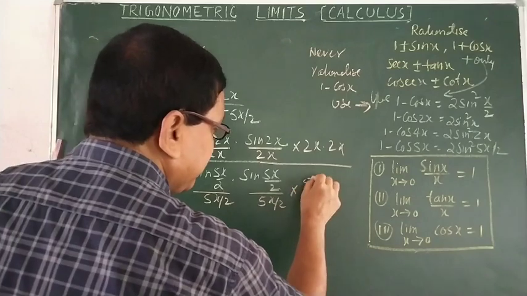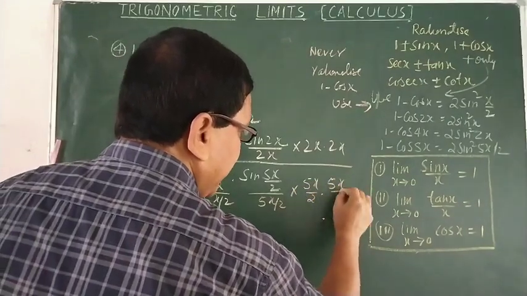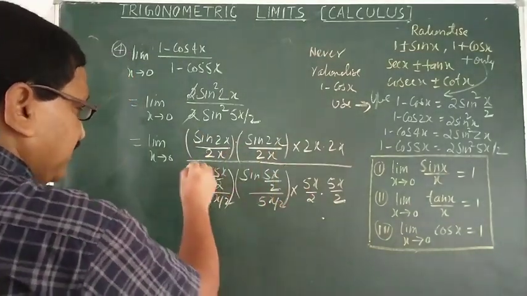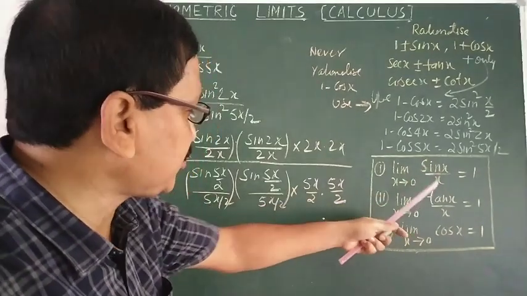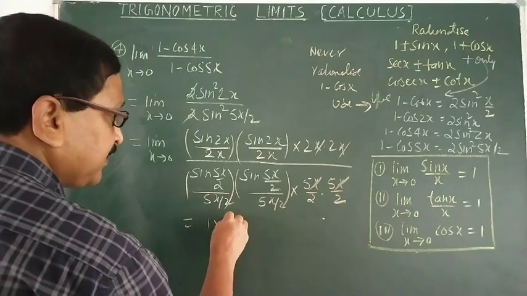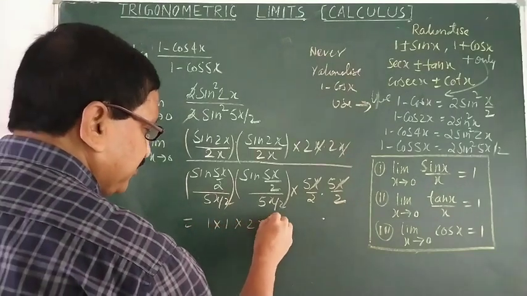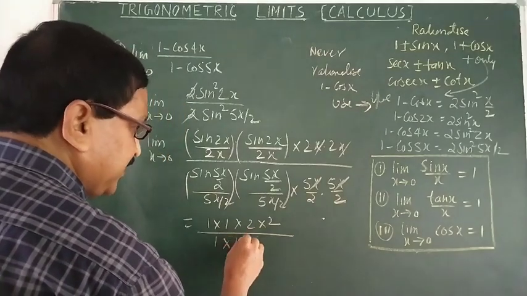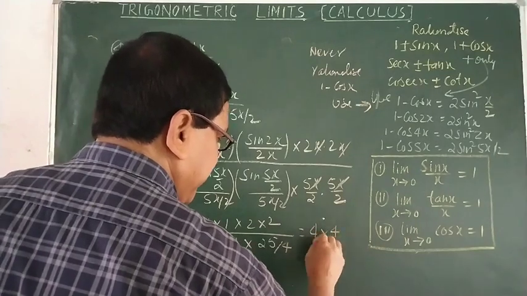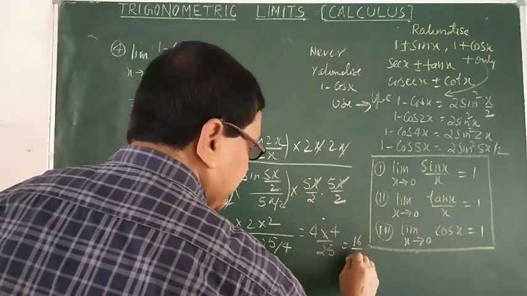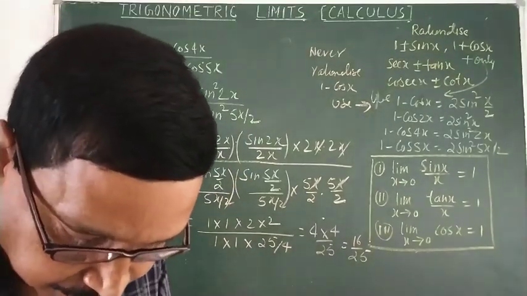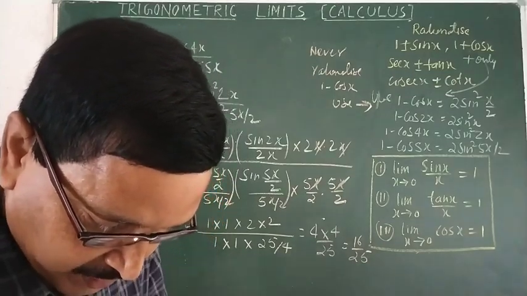So multiply 5x by 2. Now this all will be 1. According to the definition, sin कुछ by कुछ 1. So and these two x's are cancelled. So your answer is 1 into 1 into 2 into 2 by 1 into 1 into 25 by 4. So this is 4 into 4 by 25. So 16 by 25 answer. And similarly, we can do the problems successfully.